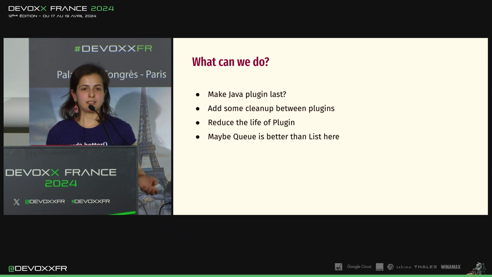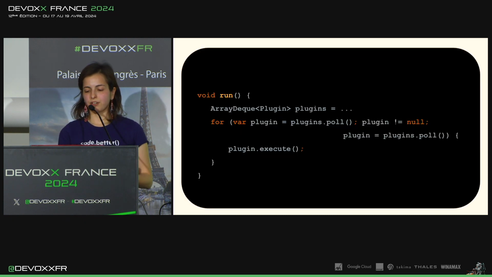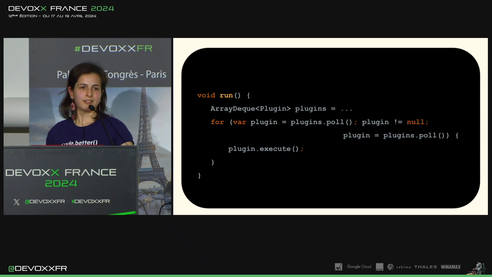Another possible solution could be to reduce the life cycle of the plugin. For example, instead of using the list, we could use a queue and do queue pop, and maybe that could help. So, for example, it could look like this. You see that this way we won't have a memory leak, because whatever garbage the Java plugin left, it will be destroyed once the Java plugin is done.